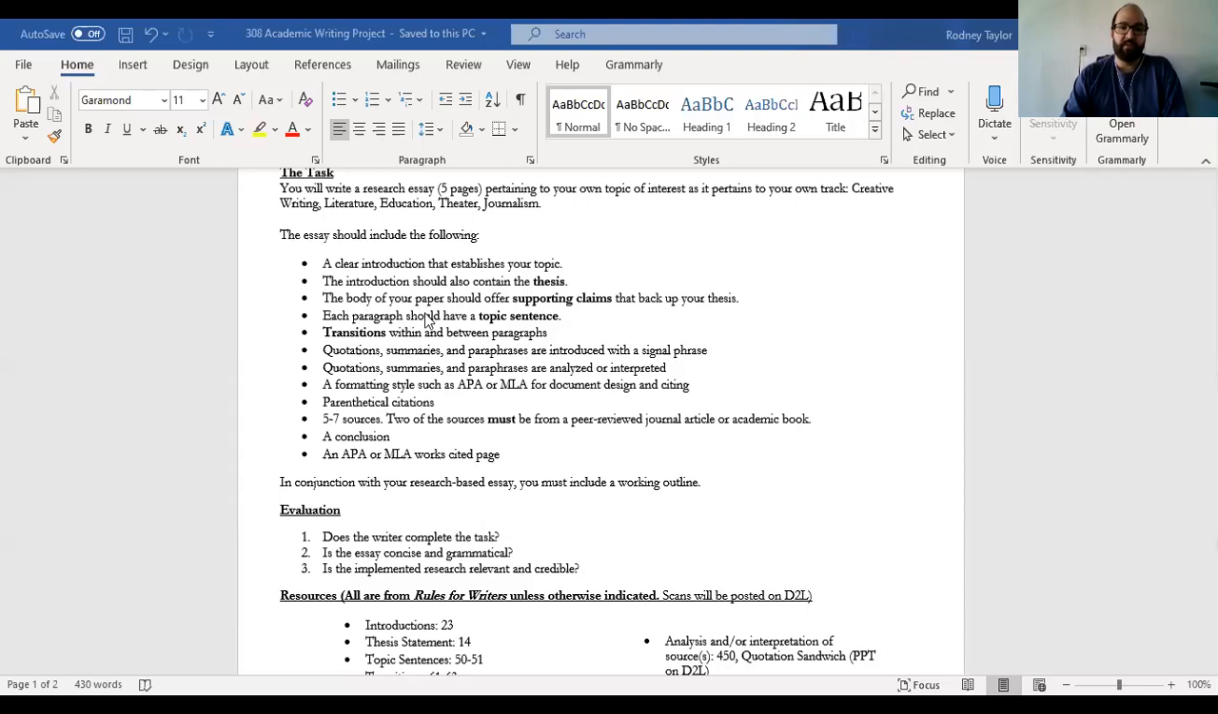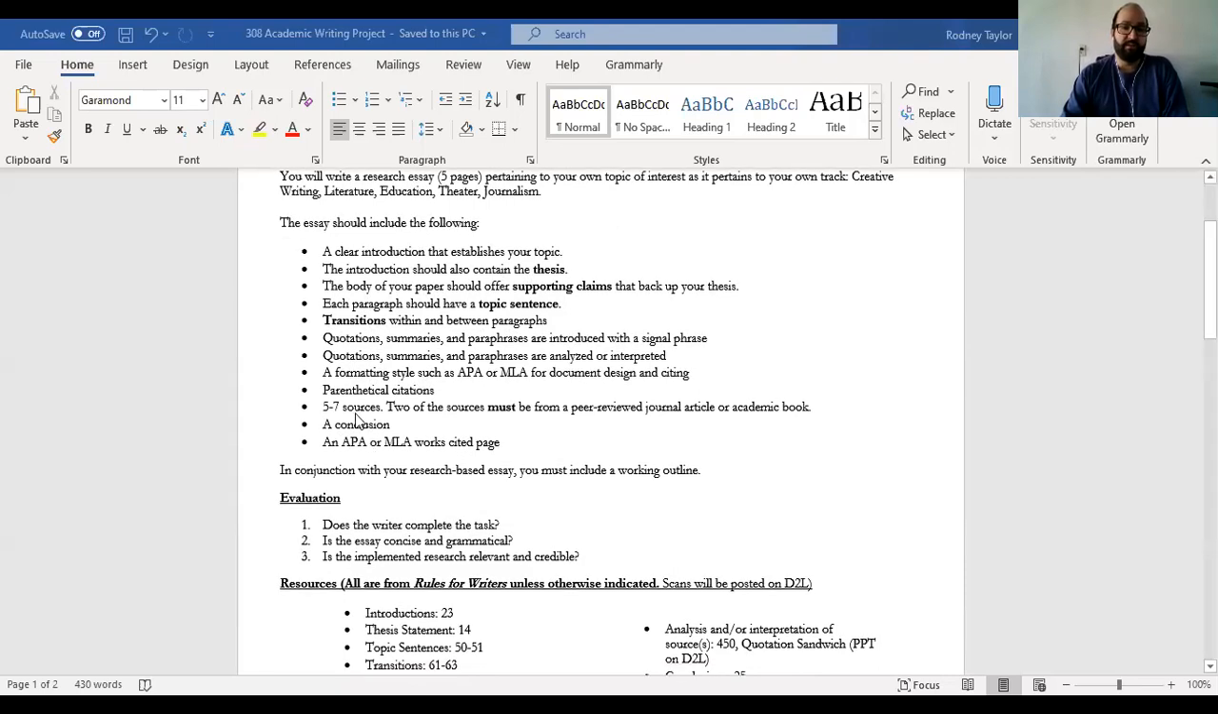Each paragraph should have a topic sentence and transitions within and between paragraphs. Quotations, summaries, and paraphrases are introduced with a signal phrase. Quotations, summaries, and paraphrases are analyzed or interpreted. Use a formatting style such as APA or MLA for document design and citing, with parenthetical citations. It should include 5 to 7 sources as a rule of thumb.